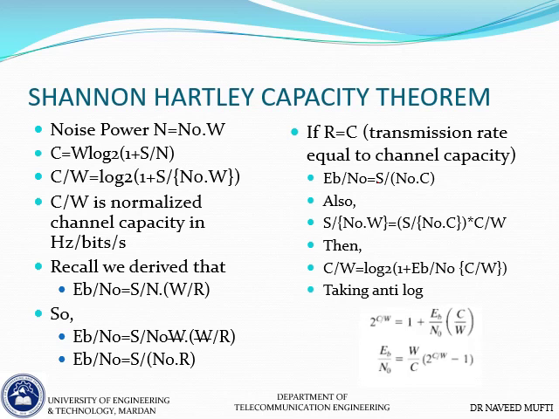If we take the anti-log, then we get this. So 2 raised to the power C by W is equal to 1 plus EB by N naught multiplied by C by W. And if we rearrange for EB by N naught, this is the expression for EB by N naught. So we started from the Shannon Hartley capacity theorem, used our already derived expression for EB by N naught, and made substitutions in both the equations to arrive at this expression for EB by N naught.